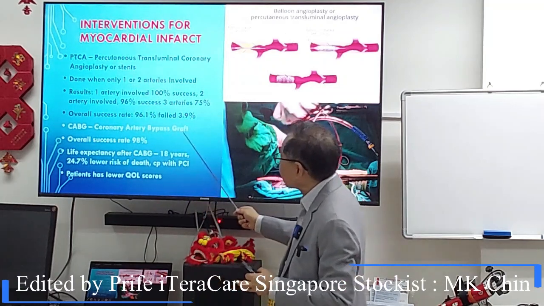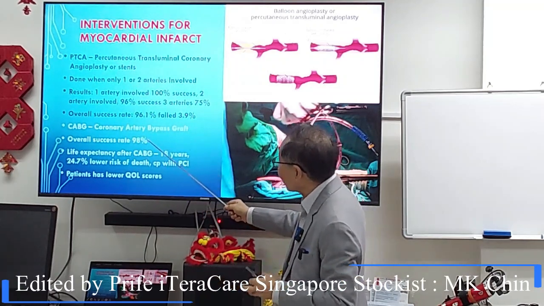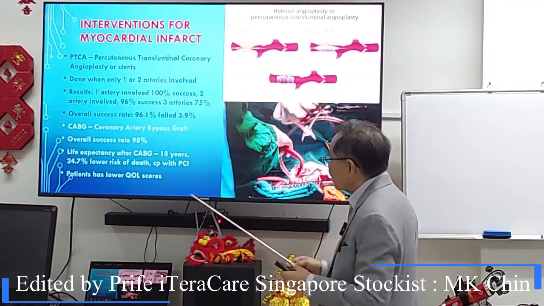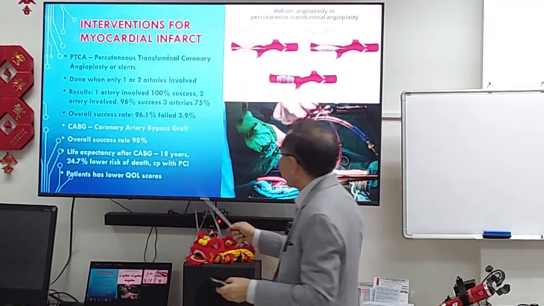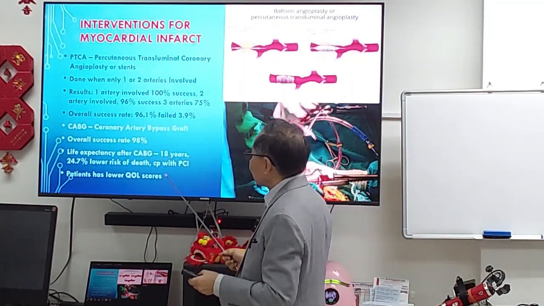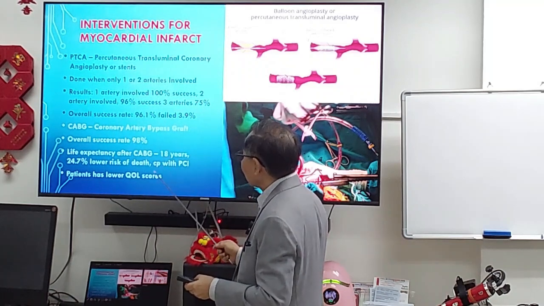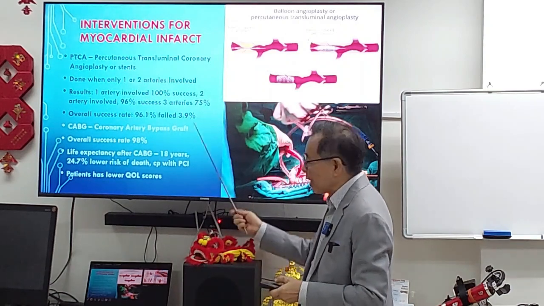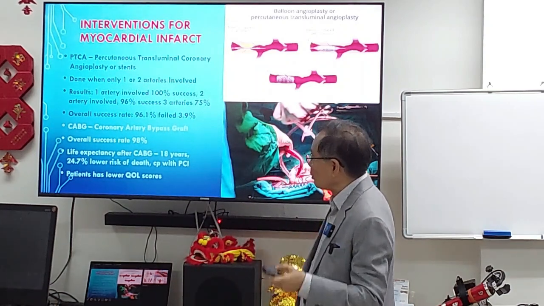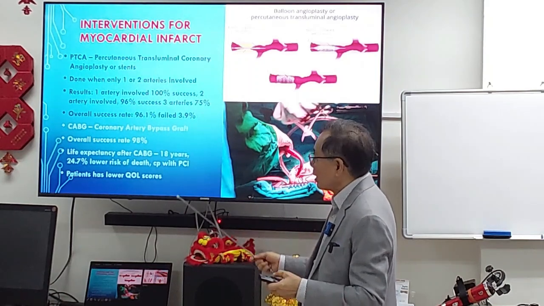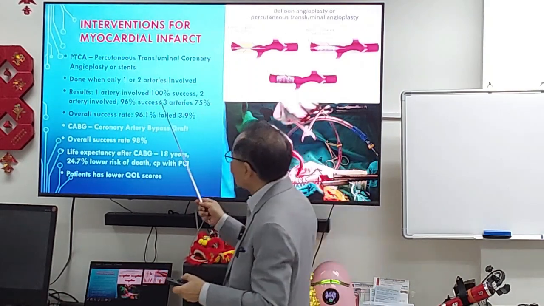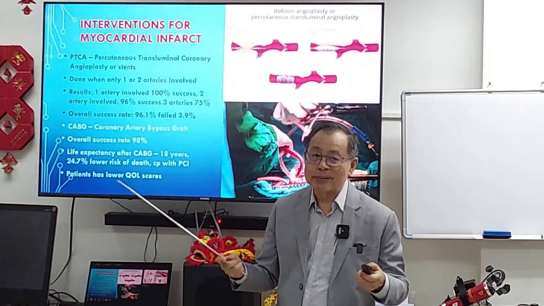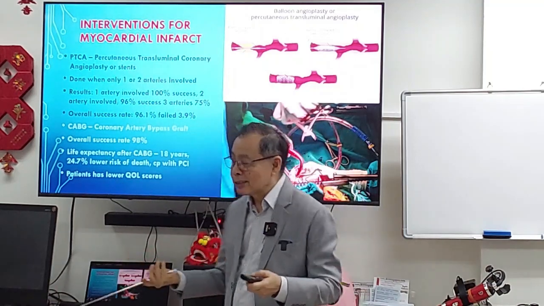For coronary artery bypass graft, success rate is very high, but it's open heart surgery. You open up the chest, get the vein from your legs, and then graft it on. So life expectancy is 18 years, with lower risk of death as a result of your heart. But people who do bypass have a lower quality of life. Somehow it makes you slow down. I don't know whether it's psychological or indeed it's physical.